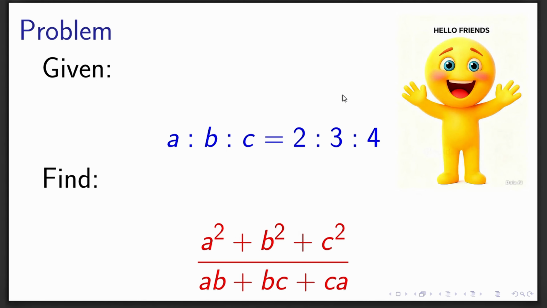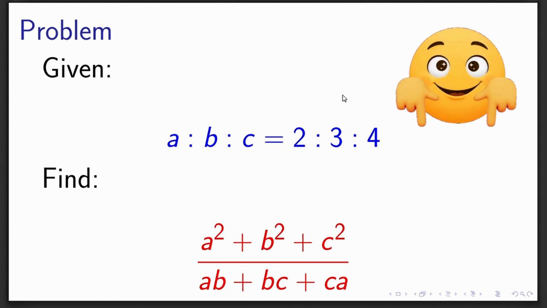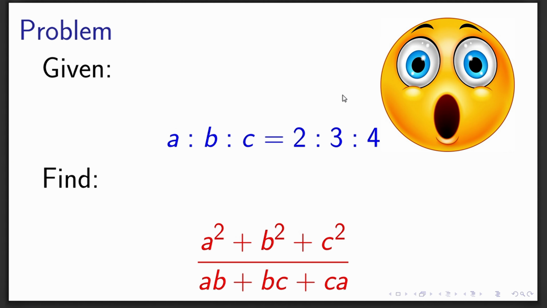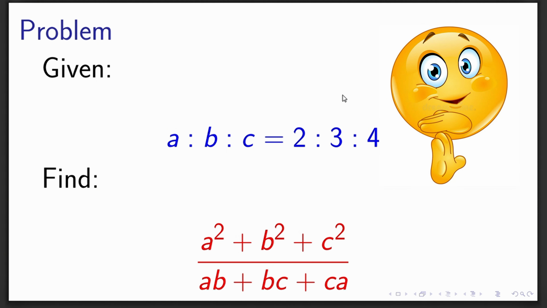Hello friends, today we have a ratio problem in which A ratio B ratio C will be equal to 2 ratio 3 ratio 4, and we need to find A square plus B square plus C square over AB plus BC plus CA. Most of the students mess this up. Pause the video and try it yourself.